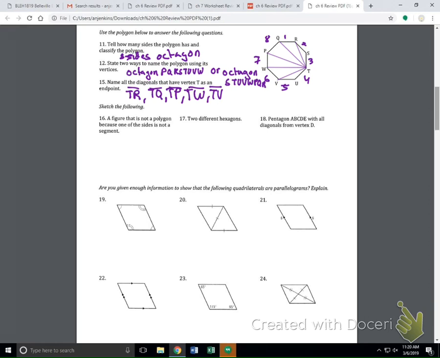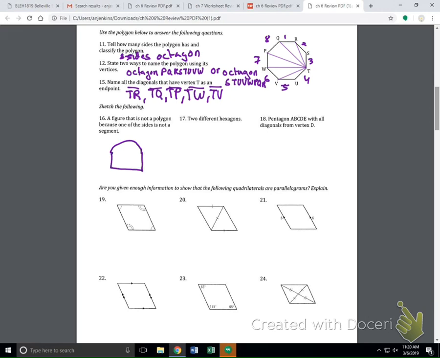Okay, so we also have sketch the following. A figure that is not a polygon because one of the sides is not a segment. So this is up to you. Yours don't have to match mine. I'm just going to draw a quick picture, but whatever you'd like works for me.